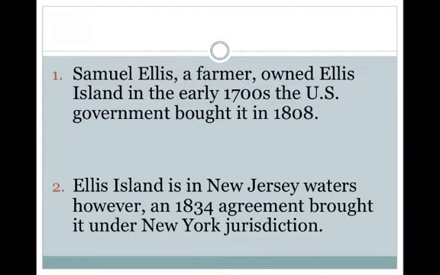Number 2. Ellis Island is in New Jersey waters. However, an 1834 agreement brought it under New York jurisdiction. And in this sentence, we need a semicolon after the word waters because we've got that conjunctive adverb, however.